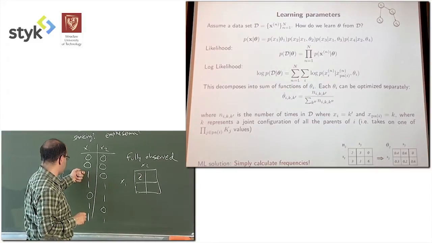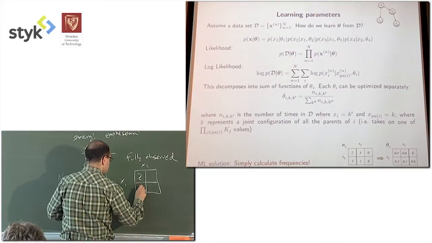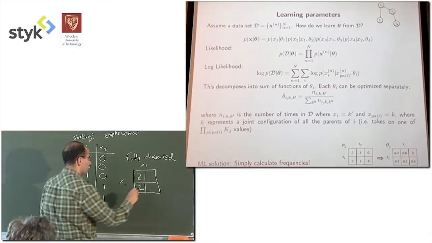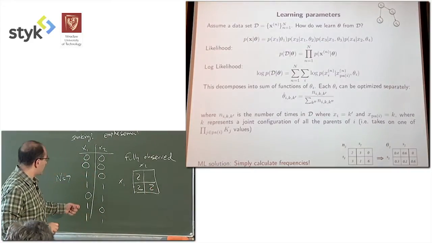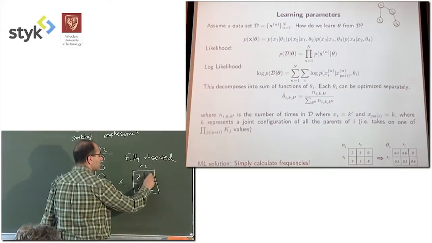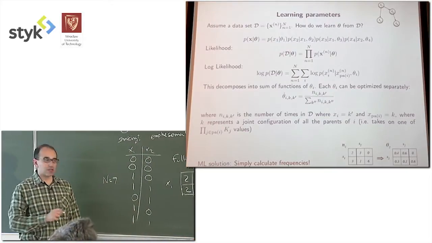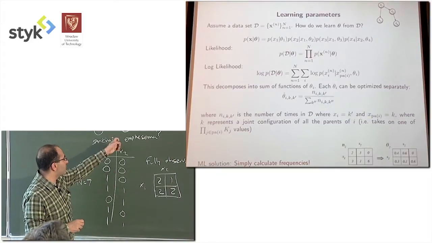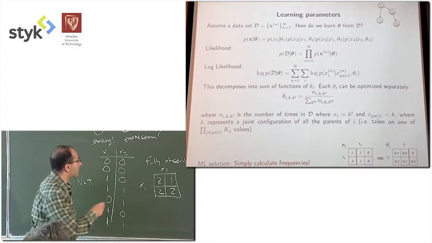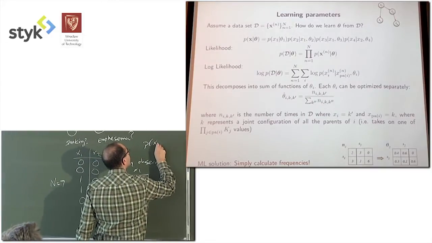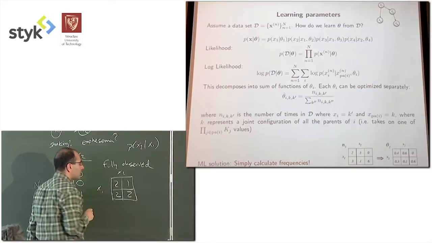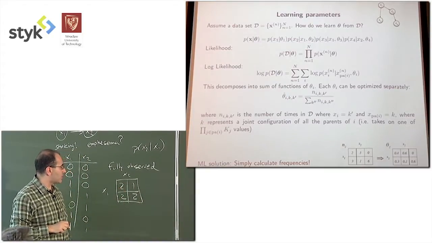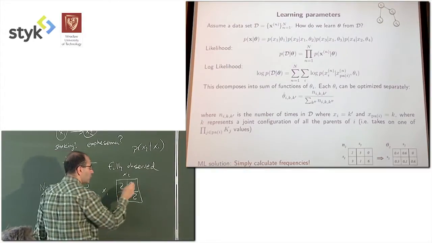1, 0, we observed 2 times. 1, 1, we observed 2 times. And 0, 1 we observed once. Okay? So these are the frequencies. And then to get the conditional probability of x2 given x1, right? From these frequencies, what we end up doing is just normalizing the rows of this matrix.